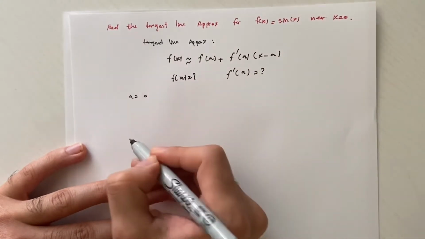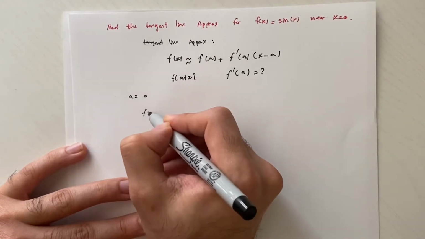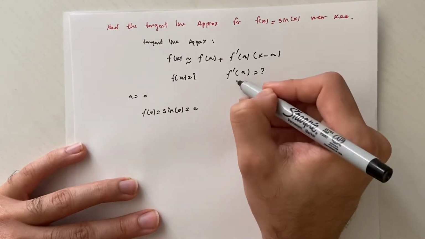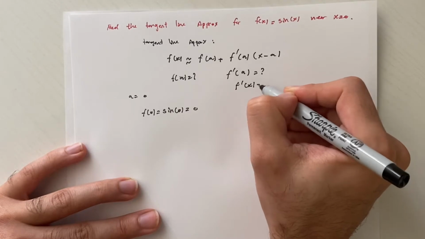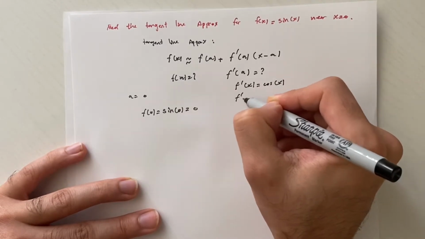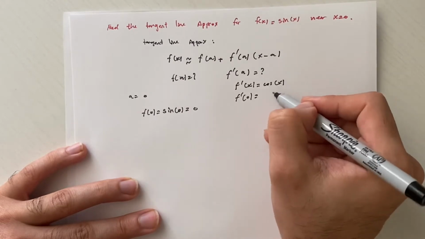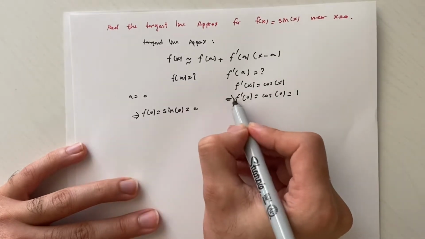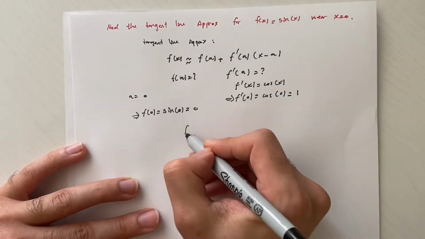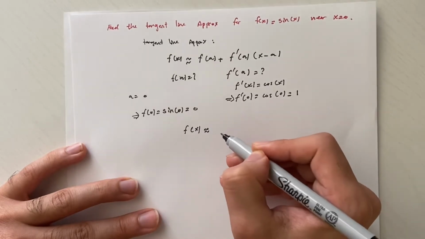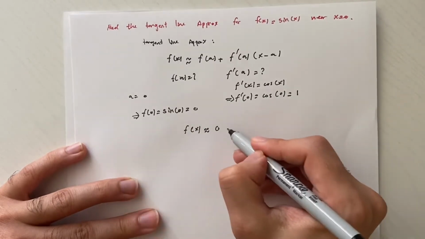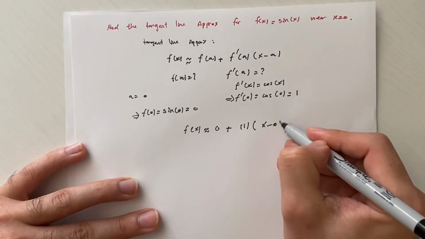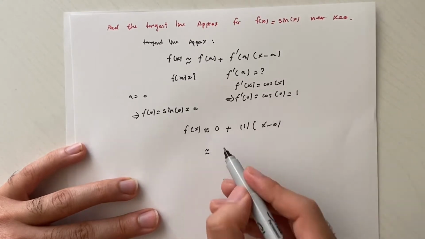Here a is 0, so we want to find f of 0. Sine of 0 is just 0. And then f prime of x, the derivative of sine, is cosine. And then cosine of 0 here is just 1. Now we're going to plug these values into the approximation. So it's going to be 0 plus 1, then multiply by x minus 0. That's going to result in x.